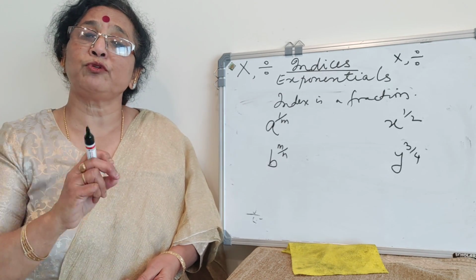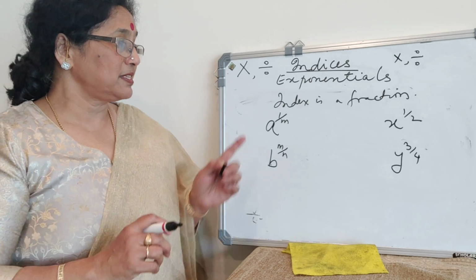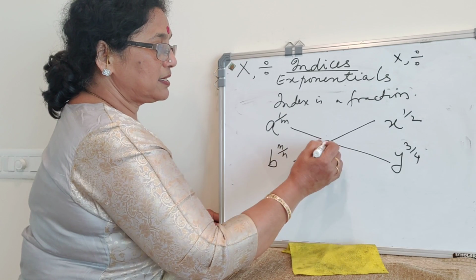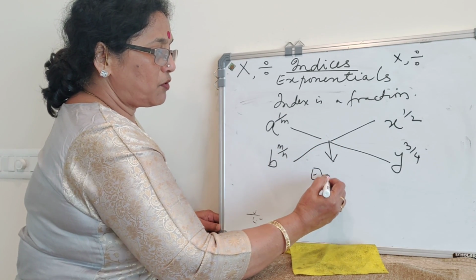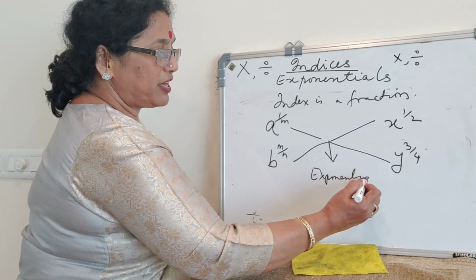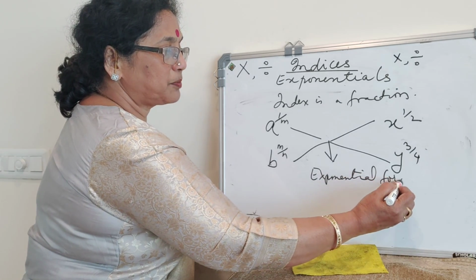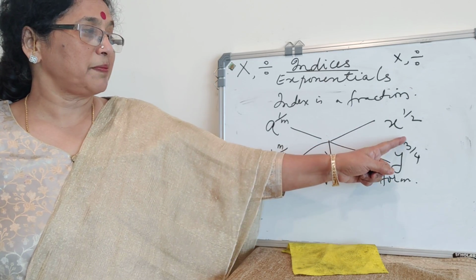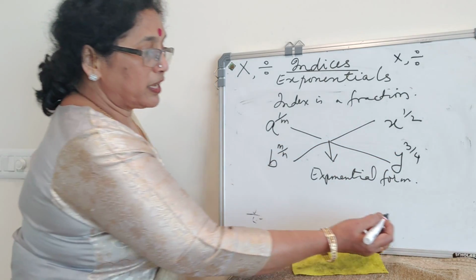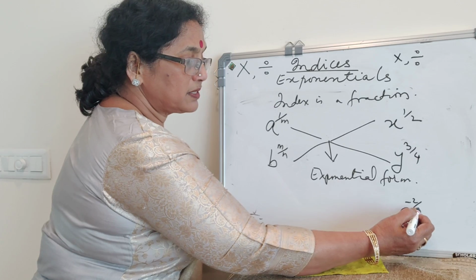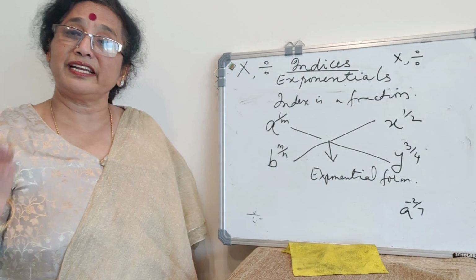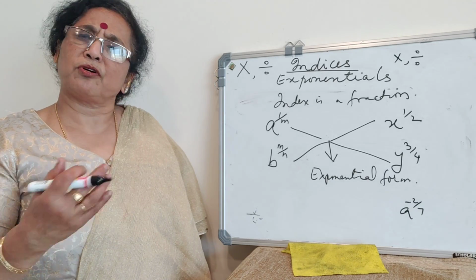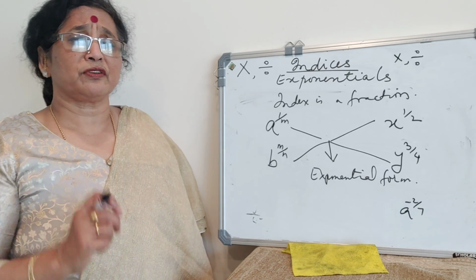So therefore you have two ways of writing it. This format is called exponential form. There is a base and there is a power. The base is x here, power is half. The base is y here, power is minus 3 by 4. You can give another example, minus 2 by 7. So base is a and the index is minus 2 by 7. If the power is a fraction, positive or negative, there are two ways of writing it.